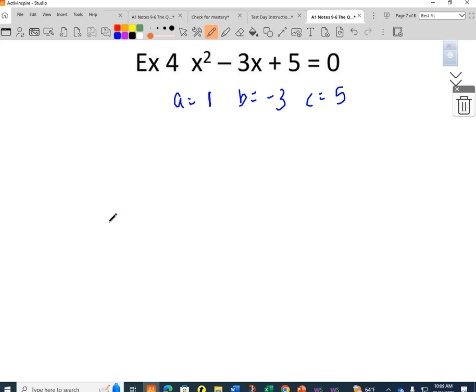Did everybody locate the quadratic formula on the green reference sheet? This is a reference sheet you're going to get to use on the EOC. I'm going to let you use it on the test for this unit.